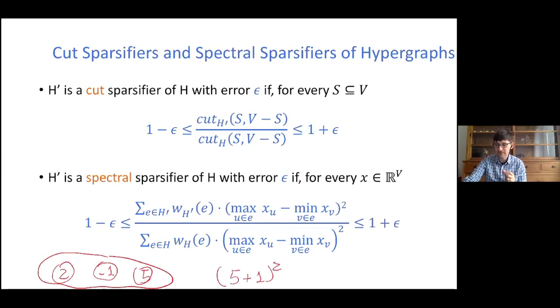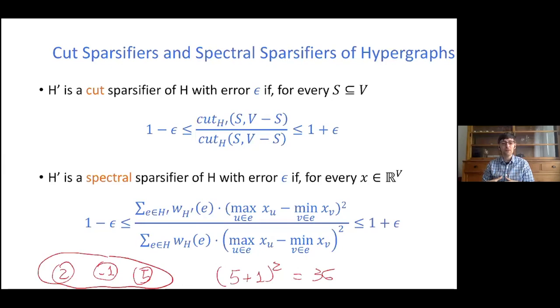The point of this definition is that if we give a 0-1 assignment to the vertices and then evaluate this expression, if a hyperedge has all zeros or all ones, this difference will be zero, there will be no contribution. But if some vertices are zero and some vertices are one, then this expression will be exactly one, and that's what it will contribute. So for 0-1 assignments, this expression counts the number of cut hyperedges.